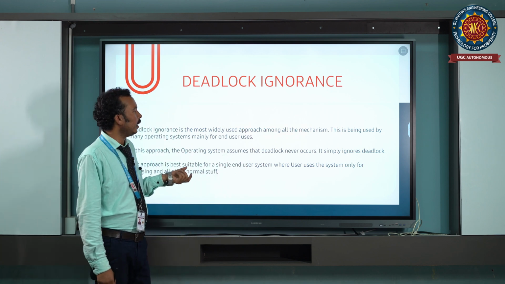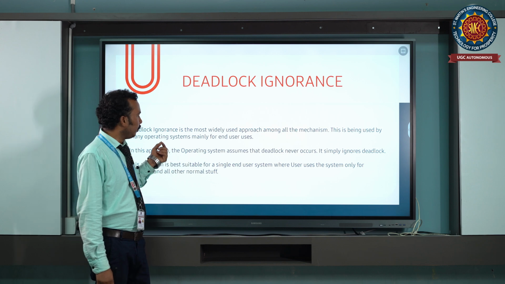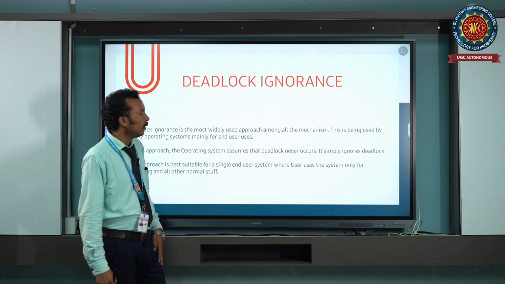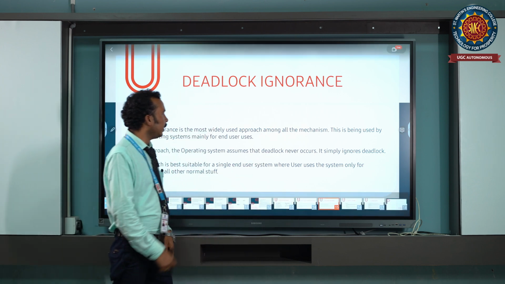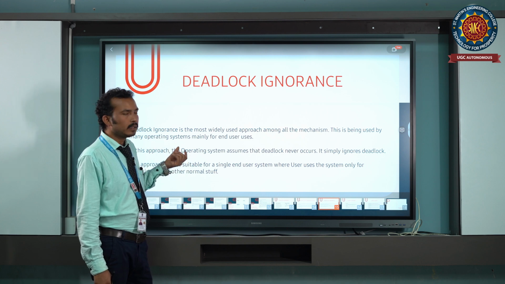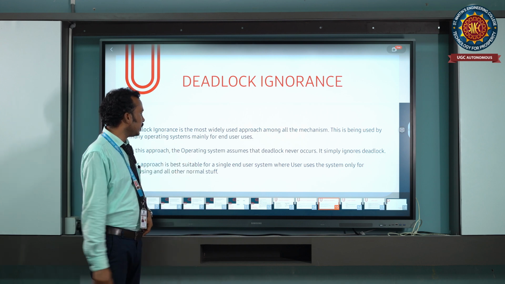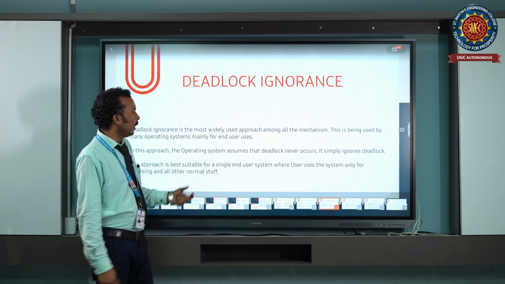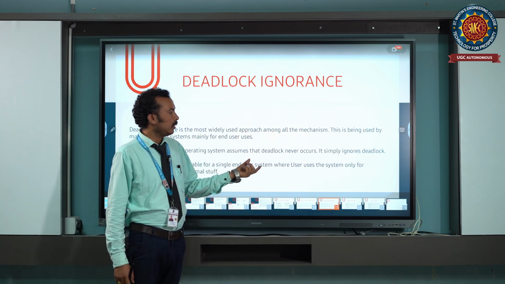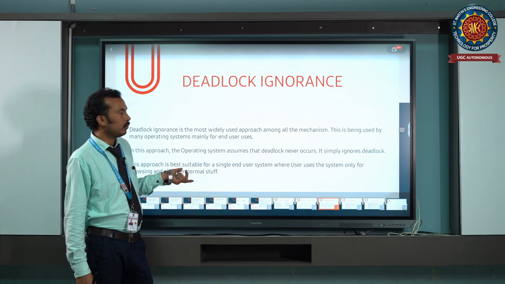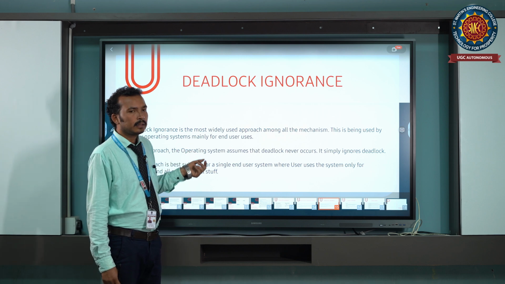Whenever a deadlock occurs, it simply ignores it and restarts the system. It simply ignores the deadlock, restarts the system and works as if there is no deadlock in the system. So this approach is best suited for a single end-user system, where users use the system only for browsing and other normal stuff. So this is the ignorance.